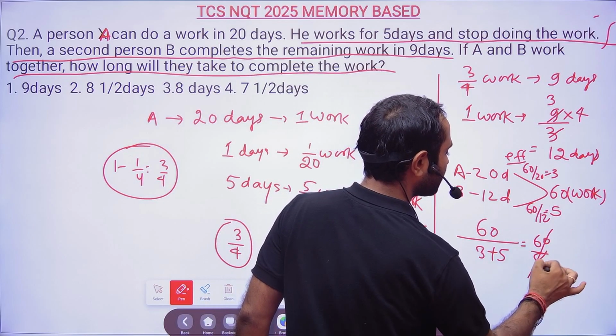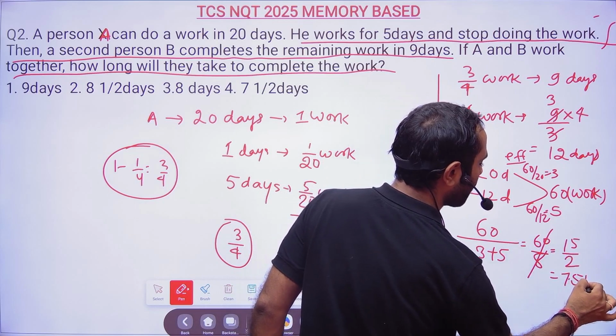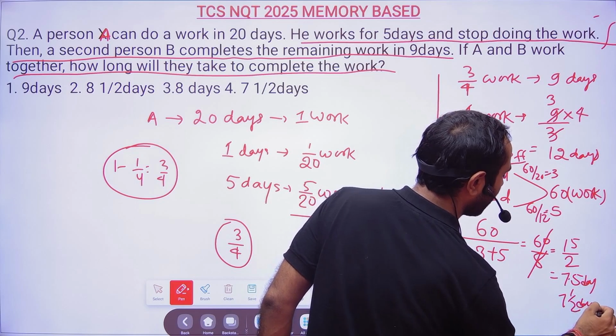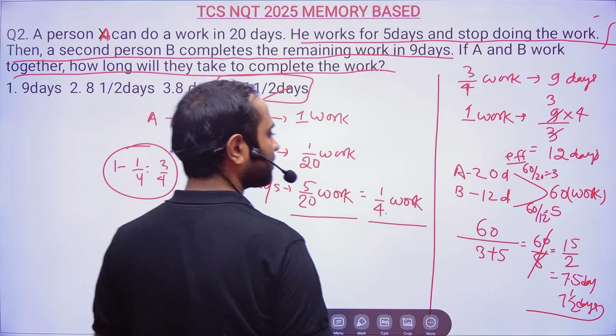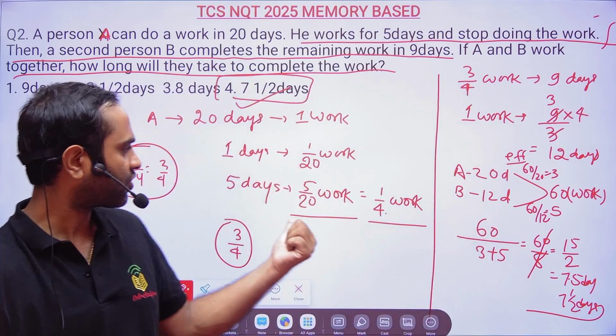60 by 8 means 7.5 days, or 7 1 by 2 days will be the answer. Option 4 will become the correct answer for this particular problem, right? So this was one of the questions which was asked.